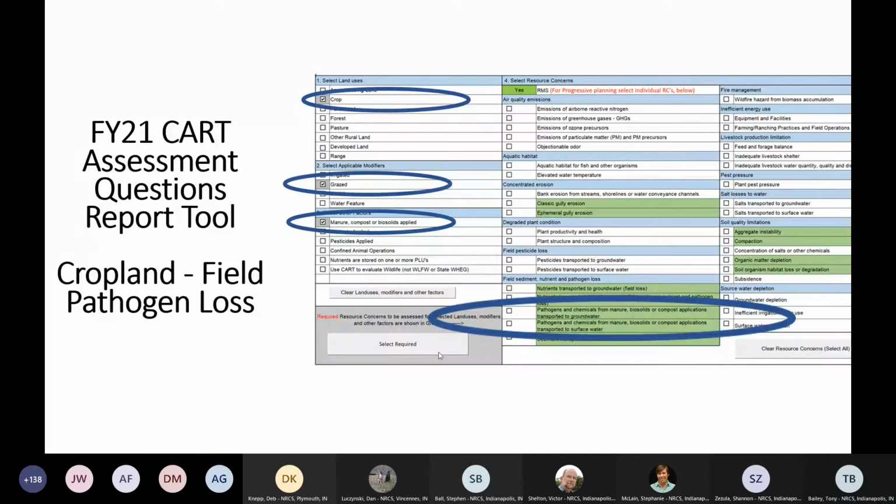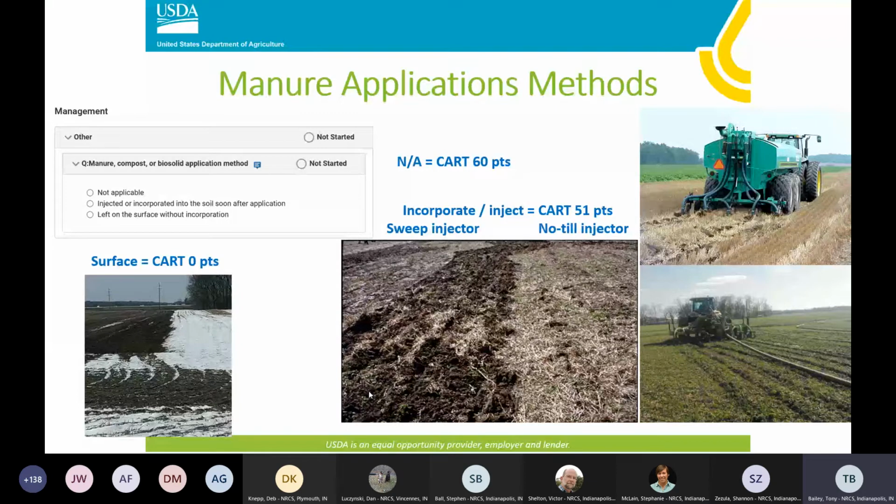So, then related to the field pathogen loss assessment, can come into play if the crop is grazed or manure, compost, or biosolids are applied. If either of those are selected, then the questions related to those pathogen resource concerns come into play. Again, I'm assuming you're probably pretty familiar with this part. Part we're probably thinking a little bit more about is how the method or placement of the manure has an impact, and impacting the points awarded or not awarded in that case.